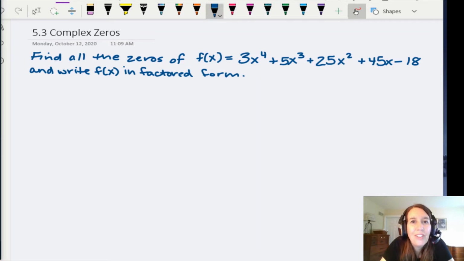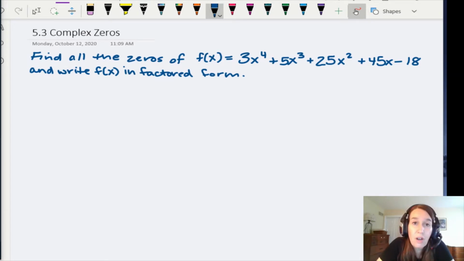So here we are looking at complex zeros. This topic won't be that much different than looking at the real zeros, but now we're going to look for every single zero and we're going to include the complex numbers that include an imaginary portion. So for this problem, find all the zeros and write in factored form. Really it follows the same steps as what we did in the last section.